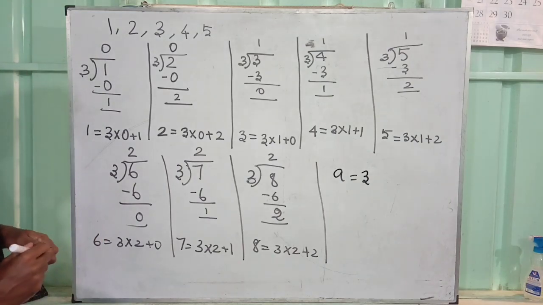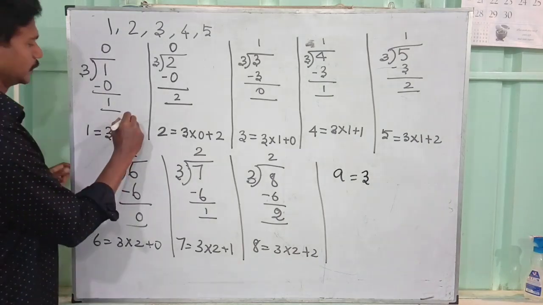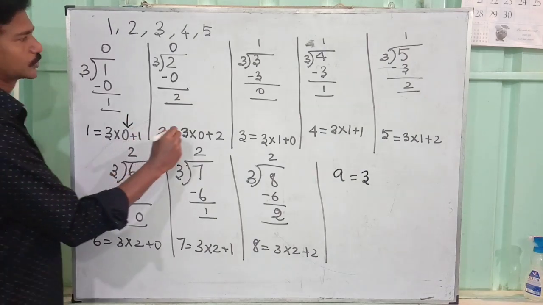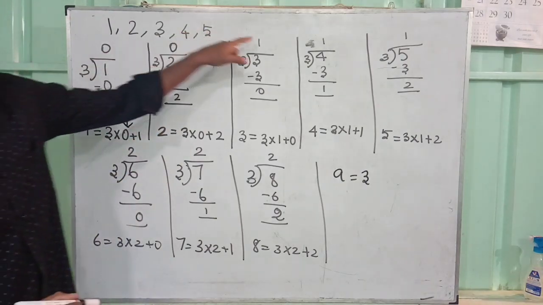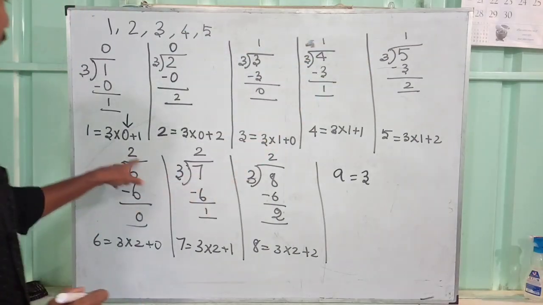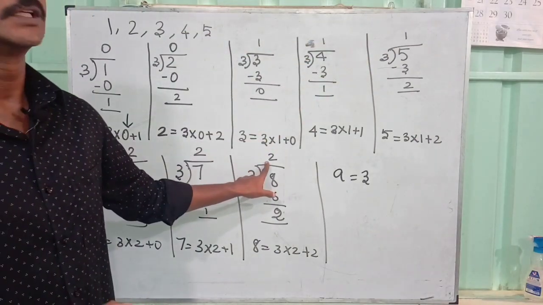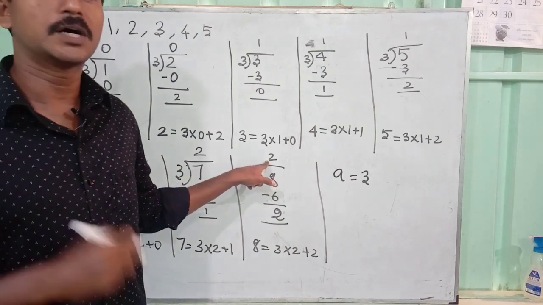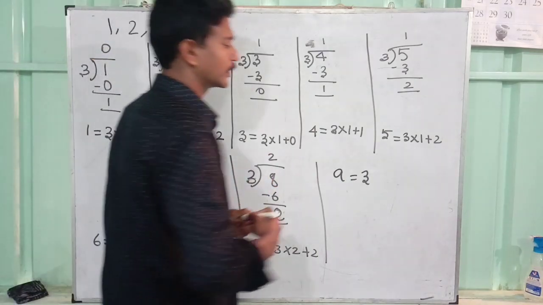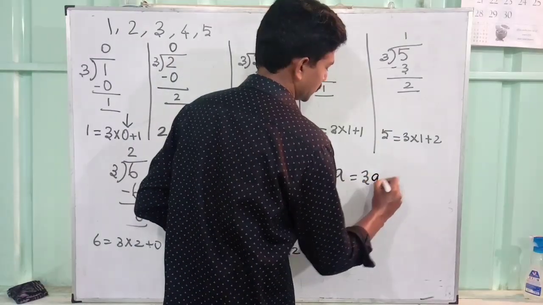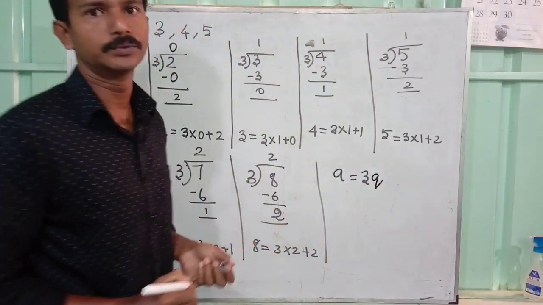If you see this quotient, we got 0 and then we got 1, then again we are getting 2. After 2 it will increase to 3. So the quotient is changing, so we can write the quotient as another variable, q.